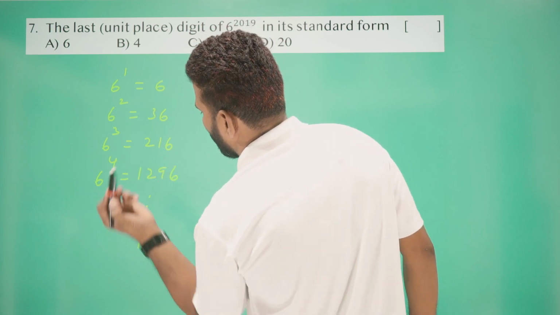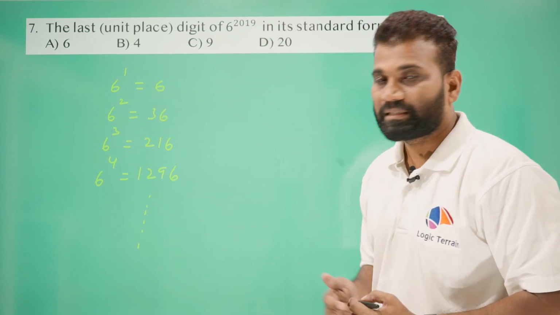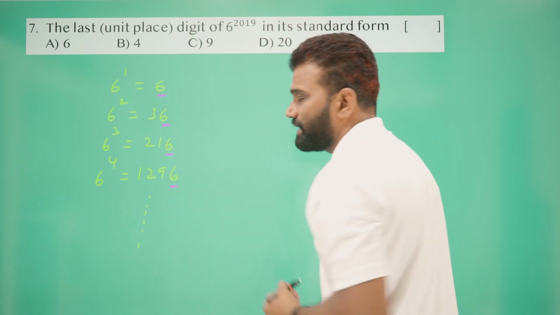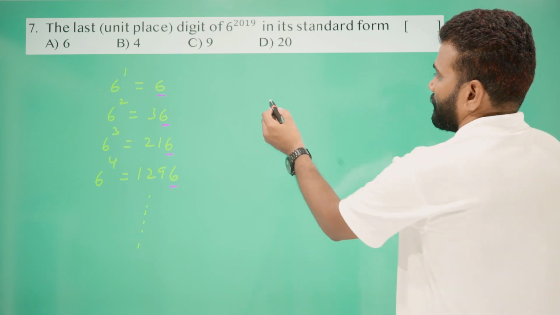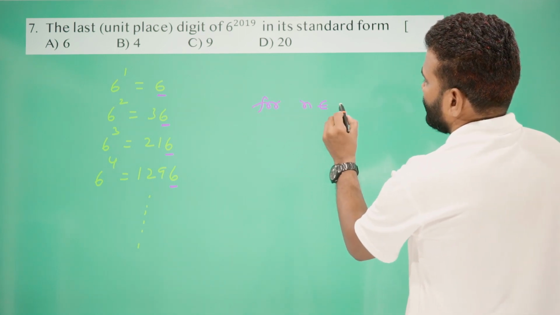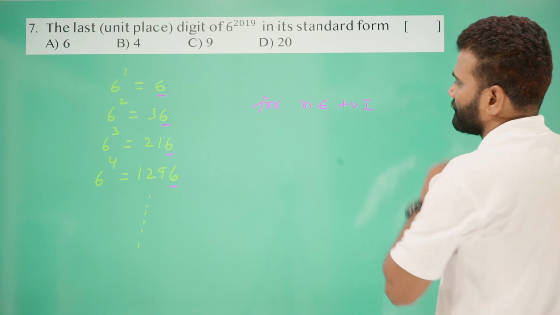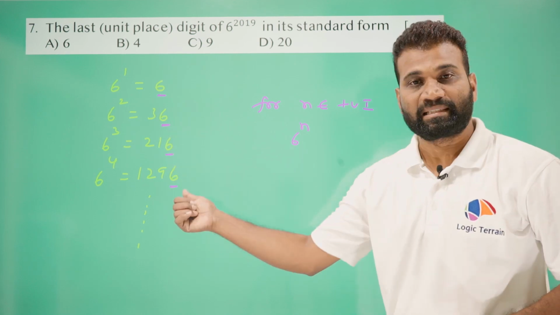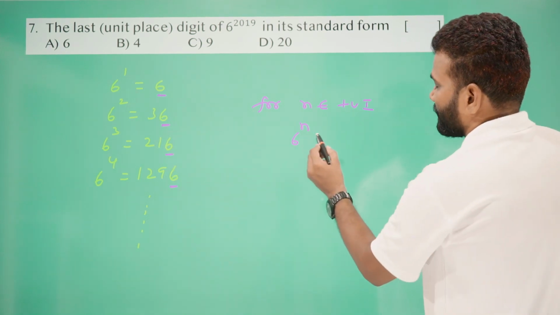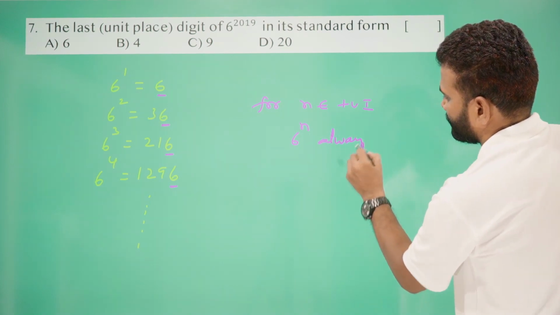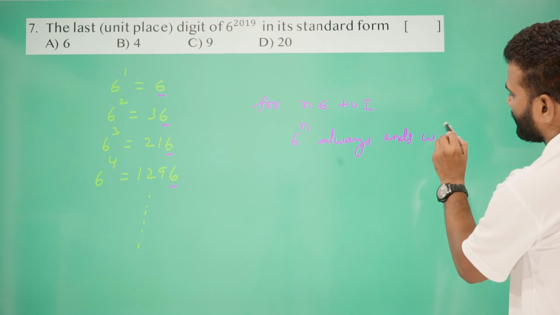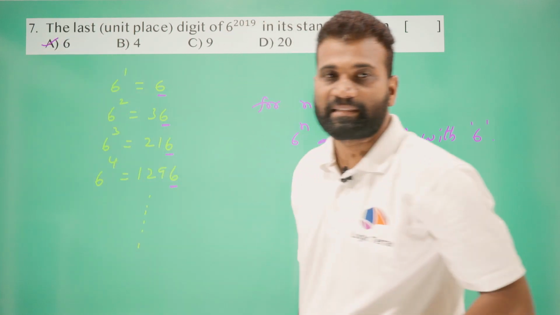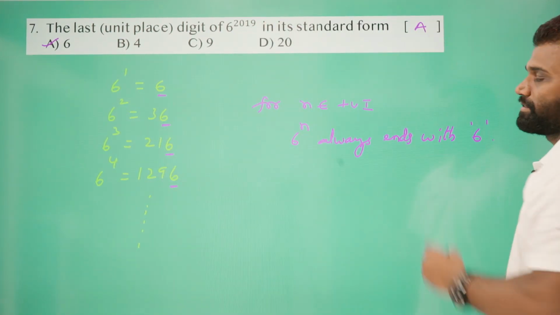and 6 to the power of 4 is equal to 1296, and so on. If you see this pattern, the last digit in all these cases ends with 6. Therefore, for n belonging to any positive integer, 6 to the power of n always ends with 6. Clear? Therefore, the correct option is A. So, A is the right option.